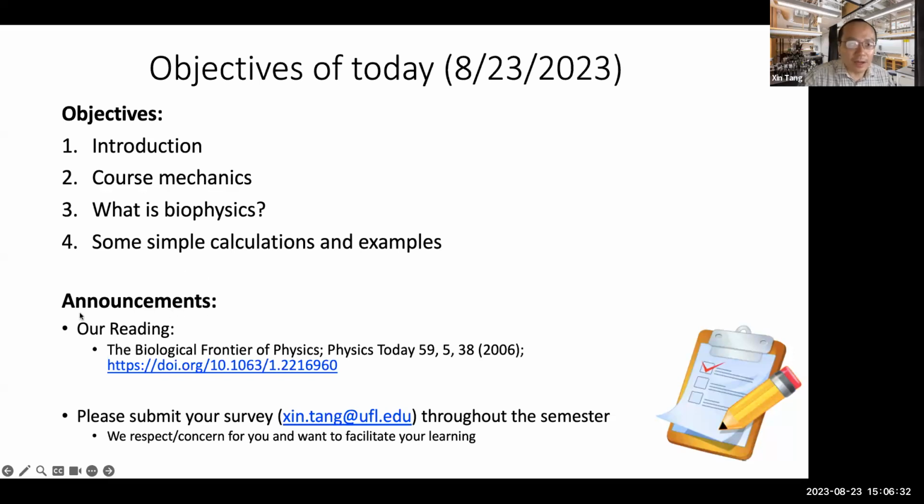On Canvas, I also put a reading there, a PDF article, so you can log in to read it. In the future, I will gradually add more readings so that you can learn knowledge beyond just our lecture. This paper is called The Biological Frontier of Physics. It is written by two physicists. One is Robert Phillips, who is at Caltech. Another one is Stephen Quake, who is at Stanford. Both of them were trained in physics.